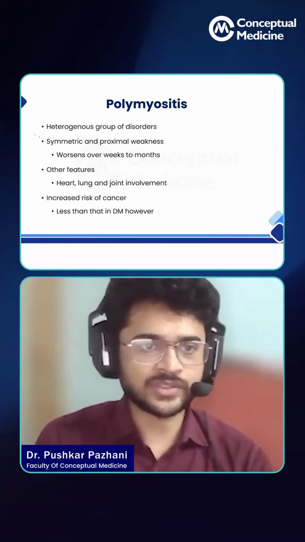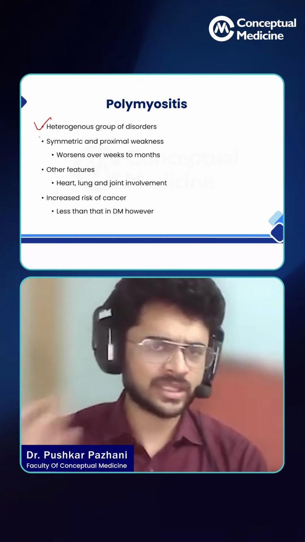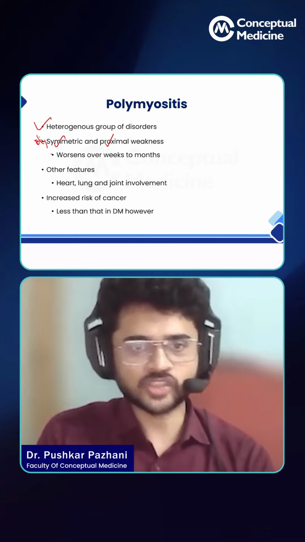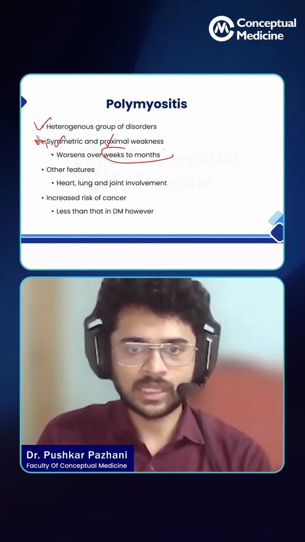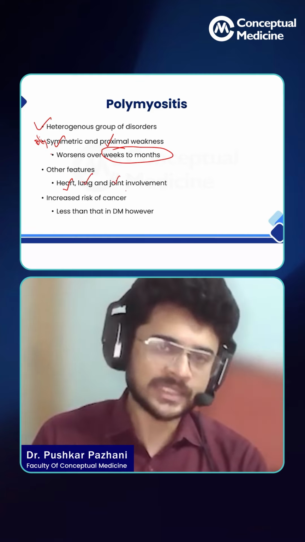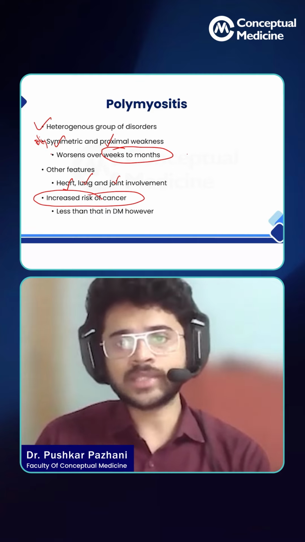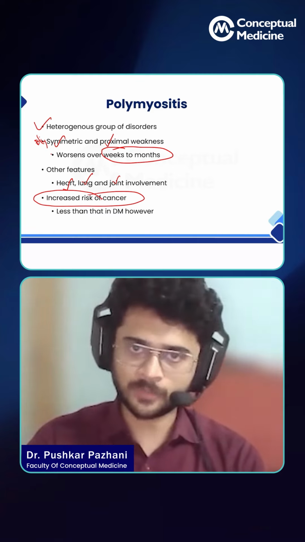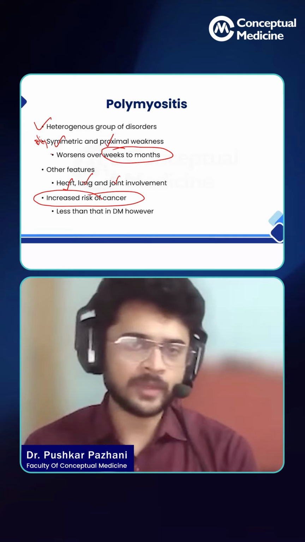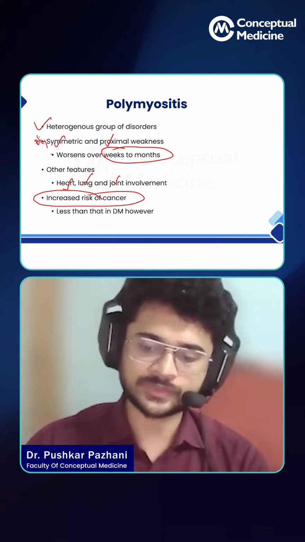As I mentioned, it's a heterogeneous group of disorders. The neurological presentation is similar to any other muscular disorder. It's basically a bilateral, symmetric, proximal weakness, which worsens over weeks to months. There can be involvement of the heart, lung, as well as the joints. Just like dermatomyositis, there might be an underlying paraneoplastic association, but the association with cancer is stronger for dermatomyositis and less strong in polymyositis. So whenever you think of an inflammatory myopathy associated with cancer, the first thing to think of is dermatomyositis.